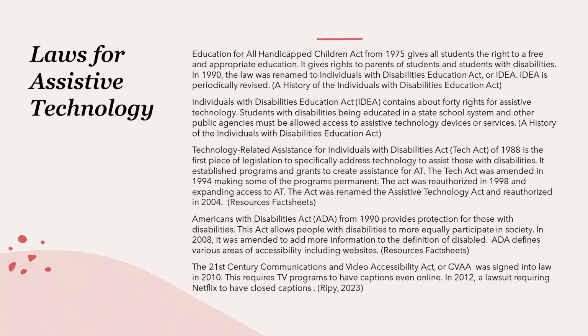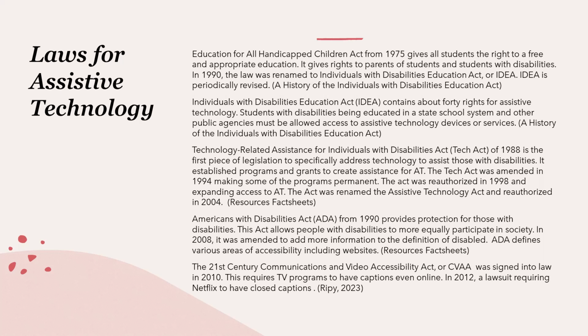IDEA is periodically revised. IDEA contains about 42 rights for assistive technology. Students with disabilities being educated in a state school system and other public agencies must be allowed access to assistive technology devices and services.